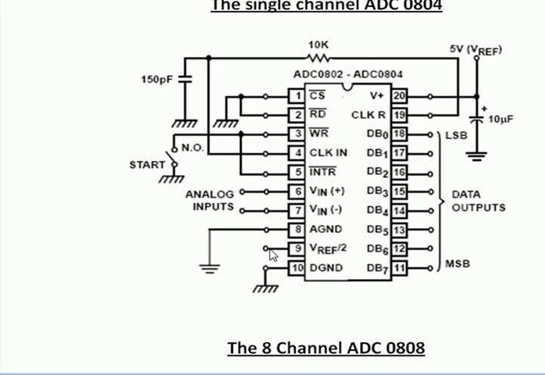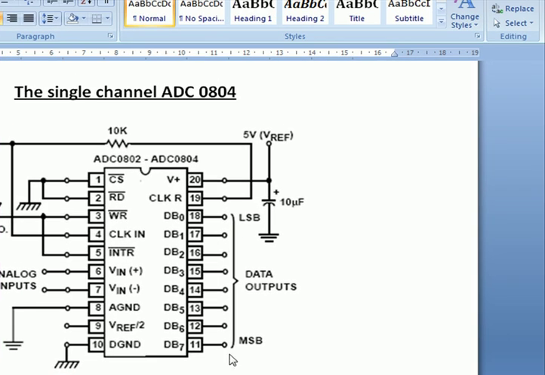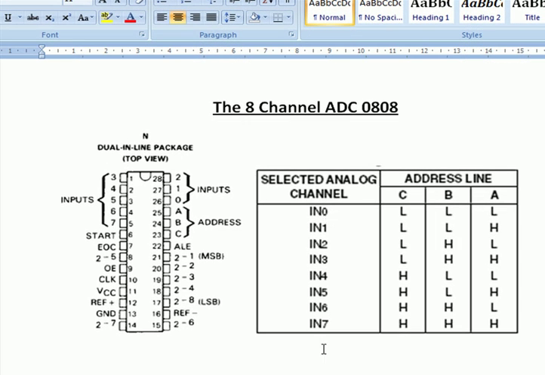2.5 volt here. And for the start switch, we have made an arrangement in the simulation software, which will show how the data is transferred, that is, the analog input is converted to digital and transferred to the digital output. The other type is an 8-channel ADC. The only difference is that it has 8 inputs; instead of one input, it can handle 8 inputs in a multiplexing mode.